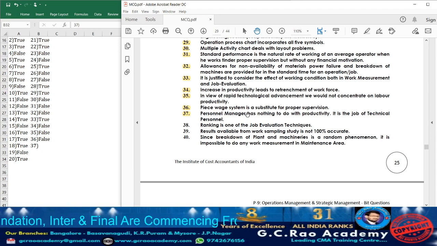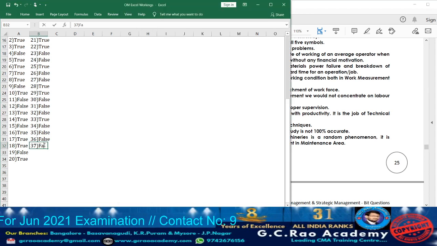HR. HR will also be concerned with productivity because he has to consider what labor productivity is available. He has to take into consideration how the incentives and the bonus will be fixed, and how it has to be paid. Usually the HR manager itself will be involved. Here they are telling it is only the job of technical personnel. So accordingly, statement 37, whatever they have given, it is false.